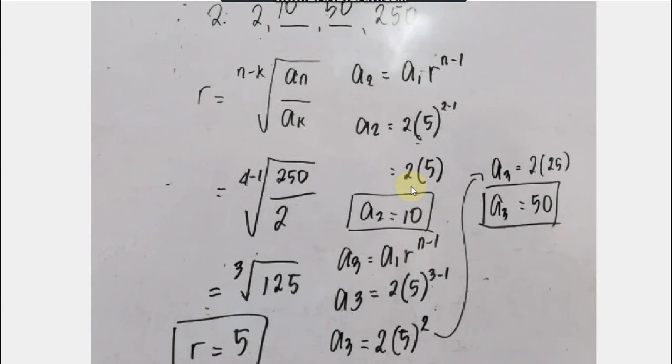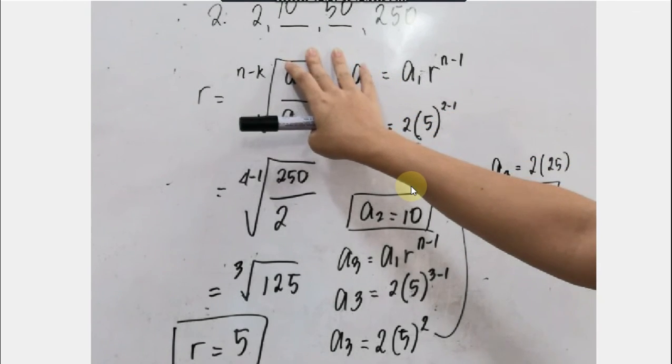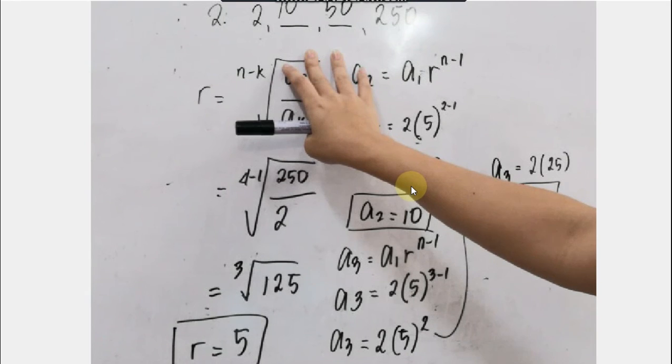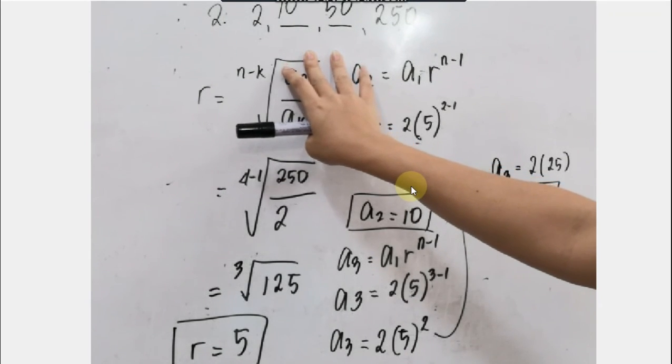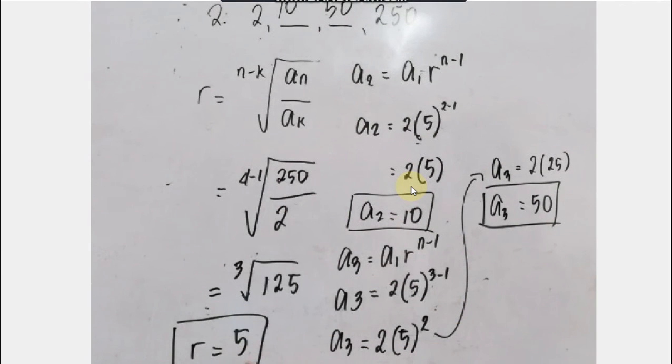So what if there are three? If the number of unknown terms is odd, we can use the square root of the product of the two extremes. But if it is even, it is better that we find the common ratio so that it is easier to solve and find the geometric mean. So that would be the end of our discussion for finding the nth term and geometric mean of the given sequence, or geometric sequence. And that ends our lesson for today.